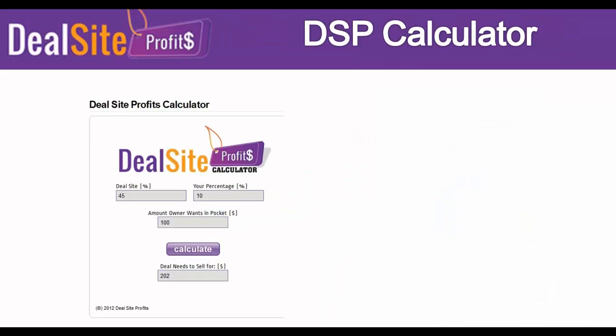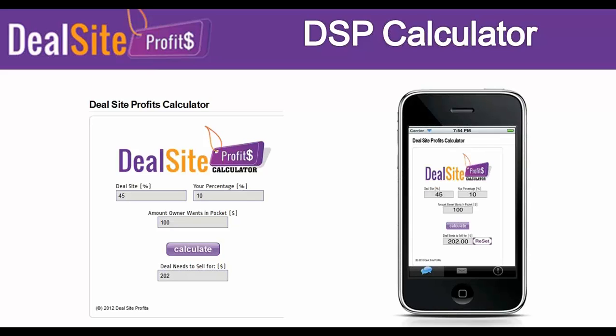Then we've got our deal site profits calculator. This is something that I absolutely love. It's essential. It's inside the membership site, and it's also on the iPhone and the Android. Here's what happens. So when you're working with a business owner, and I'm going to show you a video in a second, but I just want you to follow me on this. Follow me on this.